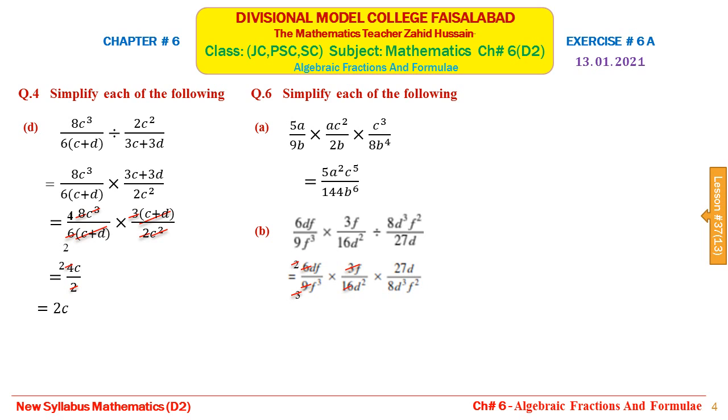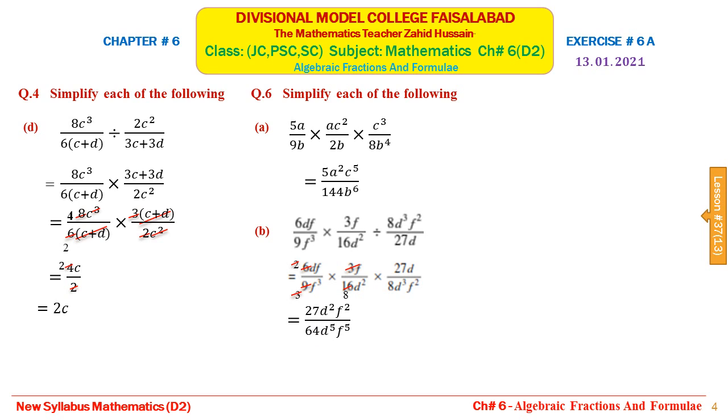3 1s are 3, 3 2s are 6, 2 1s are 2, 2 8s are 16. Now we have multiplied all the numerators. d f multiplied with f multiplied with 27d, we get 27d square. d multiplied with d is d square and f multiplied with f is f square. In the denominator, f cube multiplied with f square gives us f to the power 5. d square multiplied by d cube gives us d to the power 5, and 8 multiplied with 8 is 64.